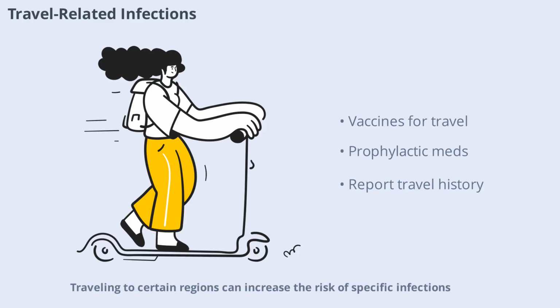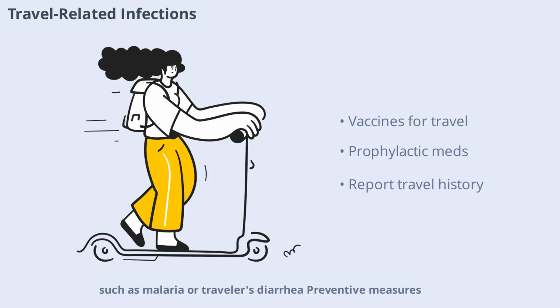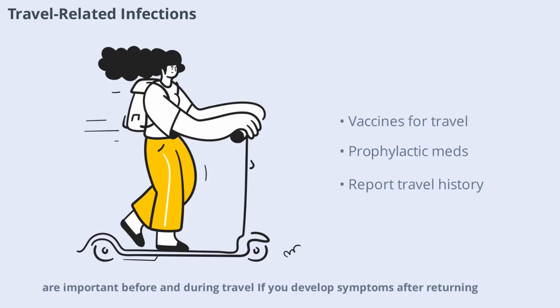Traveling to certain regions can increase the risk of specific infections such as malaria or traveler's diarrhea. Preventive measures, including vaccines and prophylactic medications, are important before and during travel. If you develop symptoms after returning, inform your healthcare provider about your travel history.